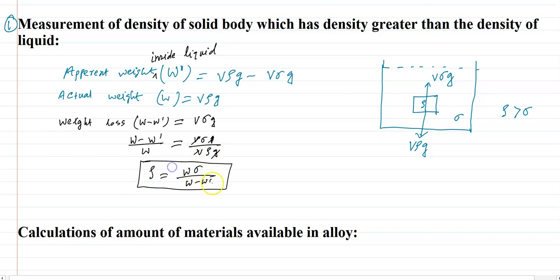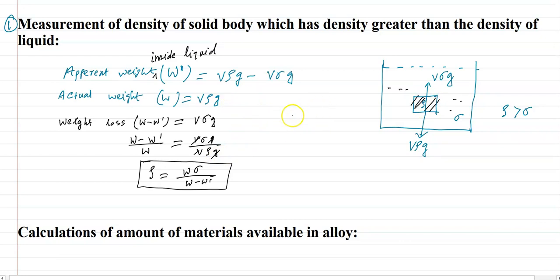So by knowing the density of the liquid and the actual weight, which we can measure in air with any weight-measuring instrument, and the apparent weight of the block, which can also be measured by some instrument, we can find the density of this solid body.